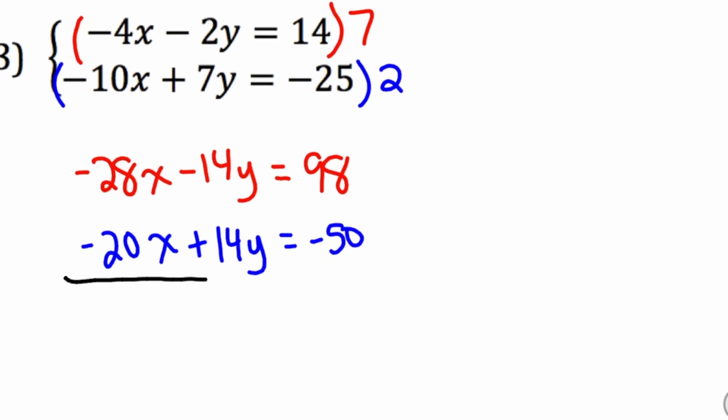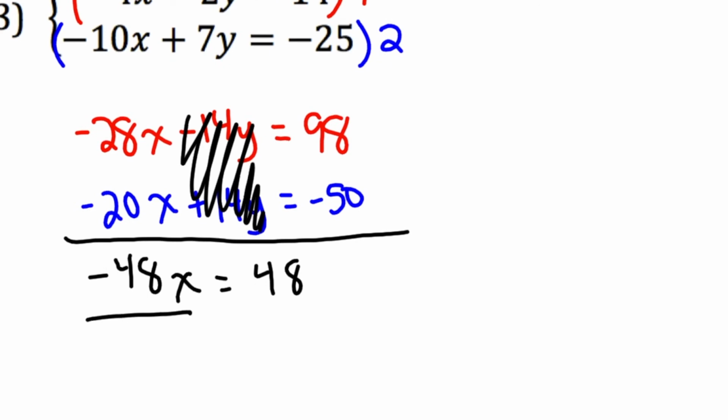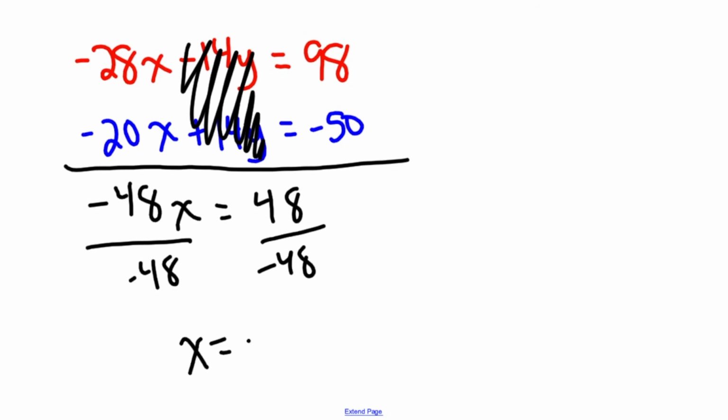All right, let's see what we got now. Negative 28 minus 20 is a negative 48x. Negative 14 plus 14 is 0. They cancel. They're gone. Equals 98 minus 50 is, you guessed it, 48. Divide by a negative 48. Divide by negative 48. And what do we get? X equals negative 1.